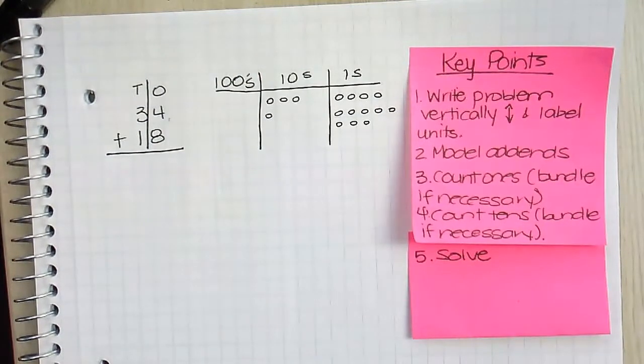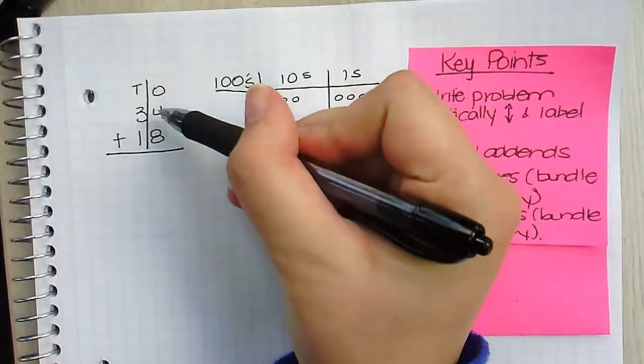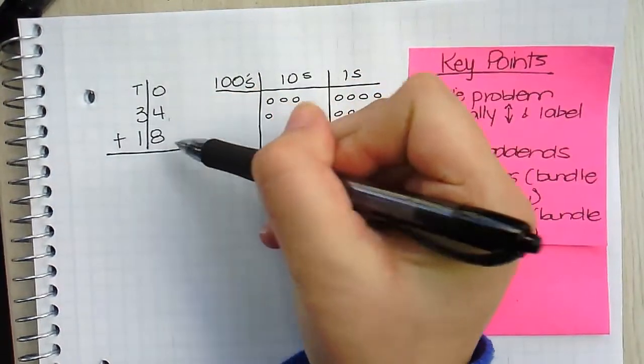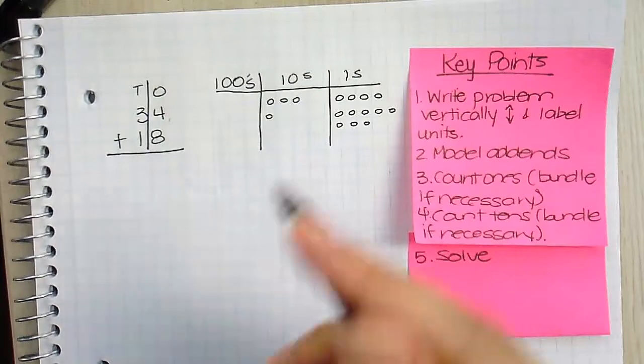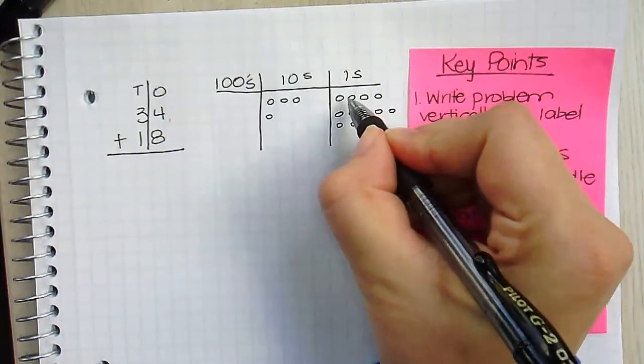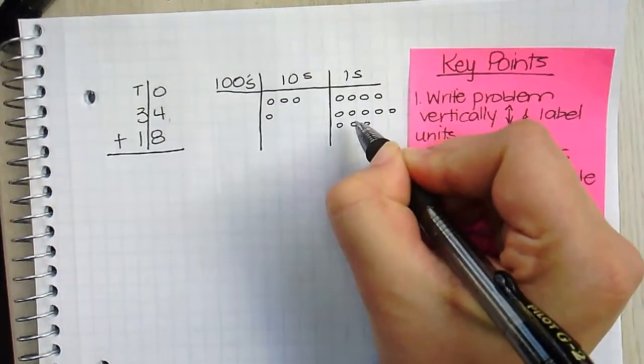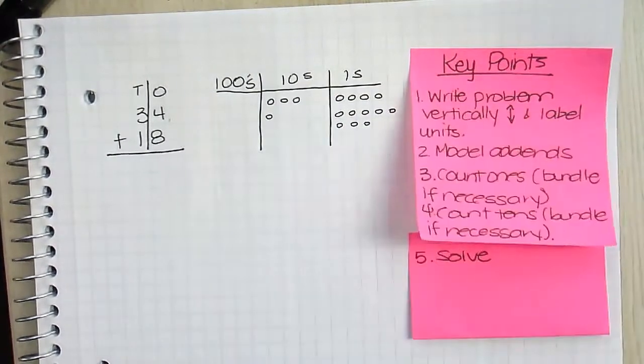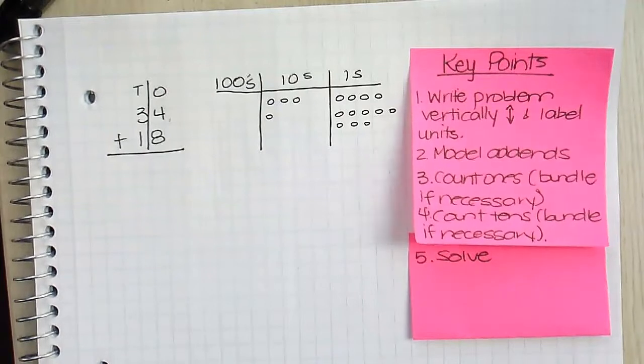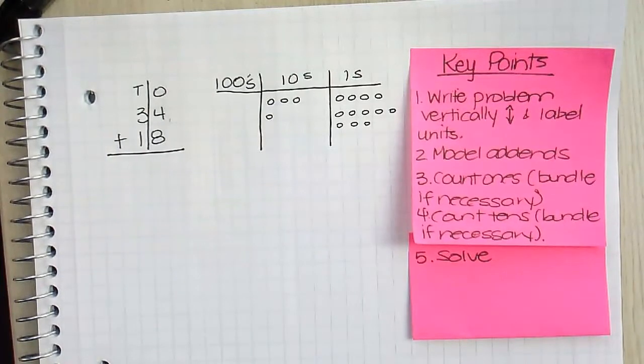So now I'm ready to solve the problem. What's 4 ones plus 8 ones? Well, let's count. 1, 2, 3, 4, 5, 6, 7, 8, 9, 10, 11, 12. So 4 ones plus 8 ones is 12 ones. So what do we do, boys and girls?